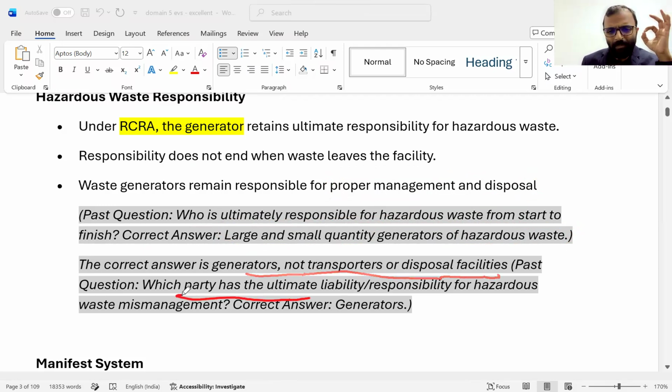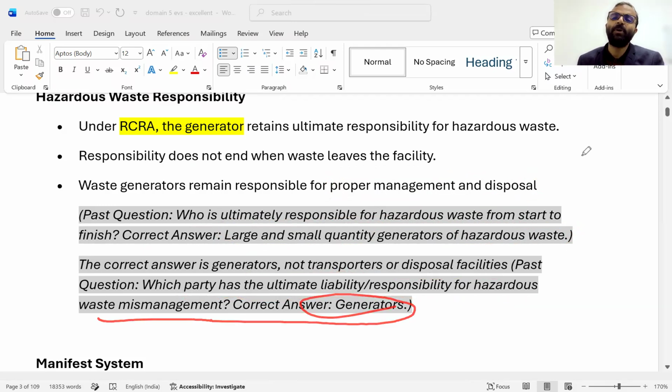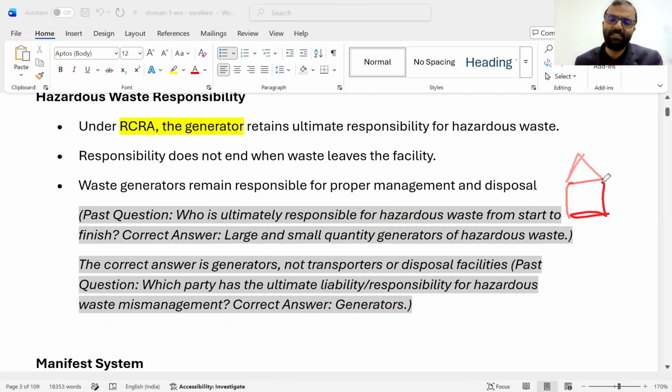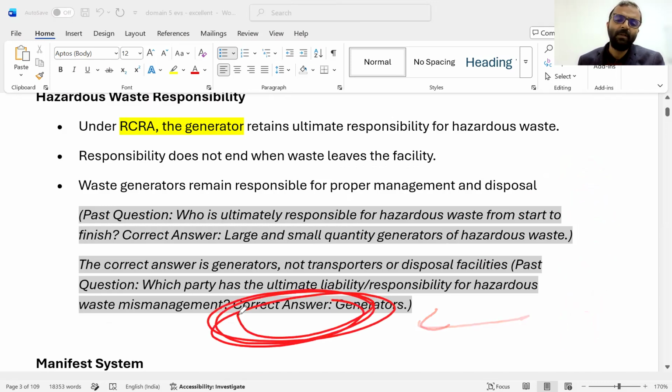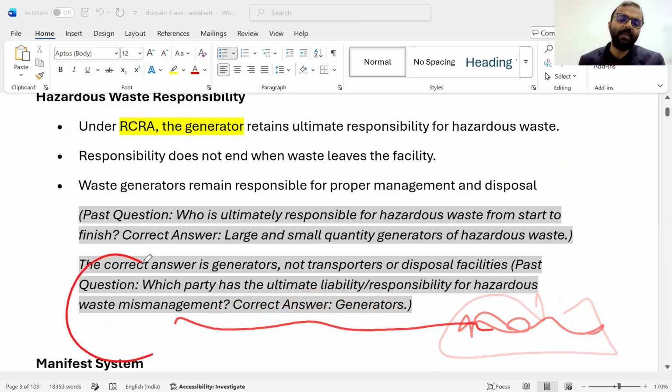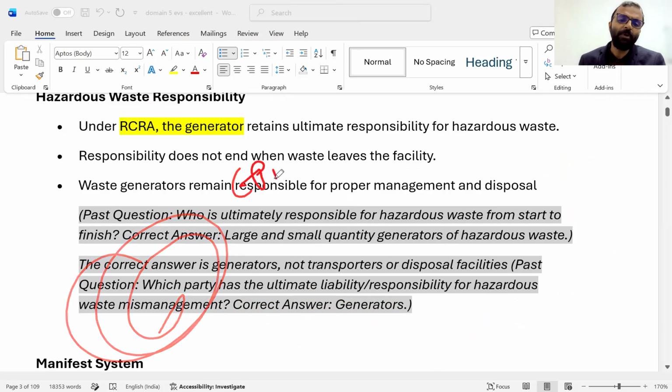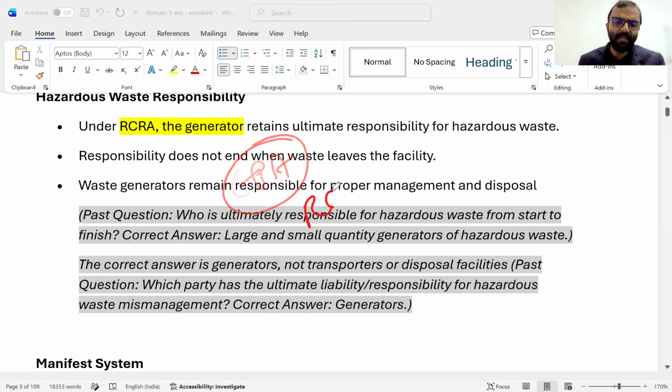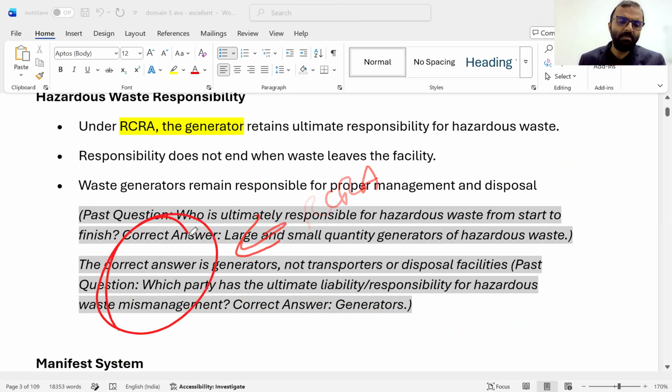Which party has ultimate liability responsibility for hazardous waste management? The generators. See, for example, in your company, they are generating the waste and they are giving a quotation to a waste management company to transport this waste to another place and dump it. Okay, the company paid this much money and gave it to this truck, and the truck is loading and dumping it. The Environmental Protection Agency under RCRA came and went to this dump site.